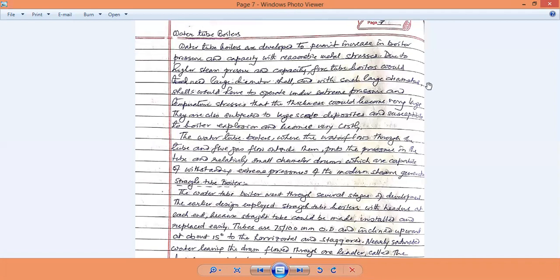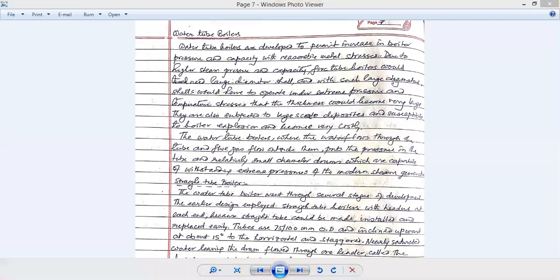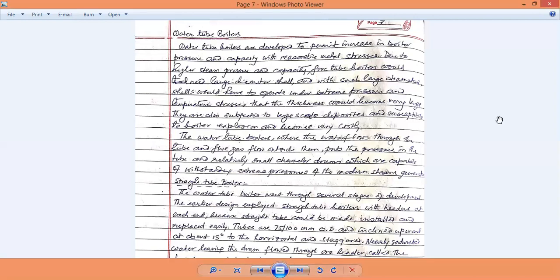Nearly saturated water leaving the drum flows through one header called the downcomer into the tubes. While flowing upwards in the tubes, some of this water is heated by flue gases flowing outside and gets transformed into vapor, and the two-phase water-steam mixture goes back to the drum through the other header. Here, the saturated water leaving the drum flows through one header. A header is nothing but a collector.